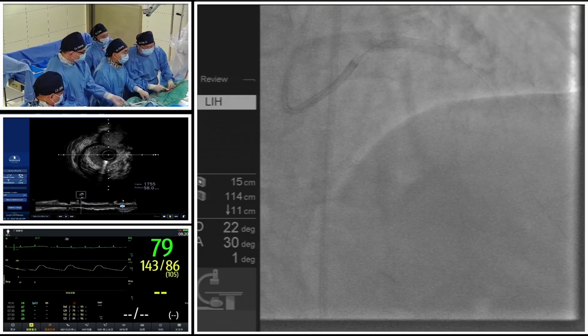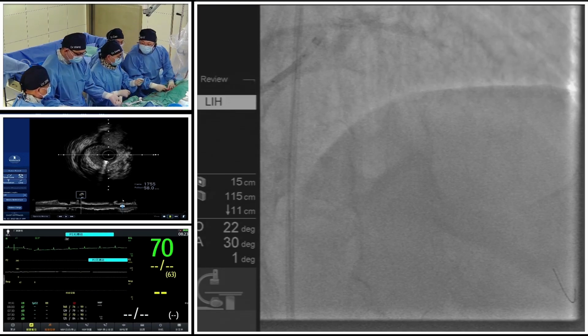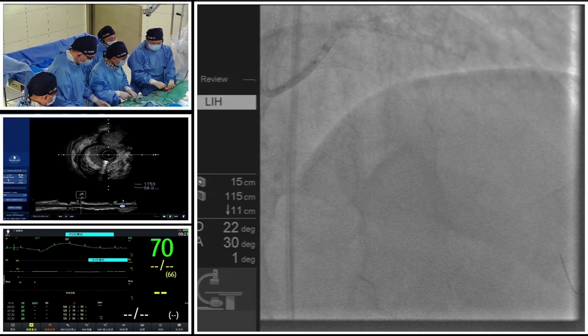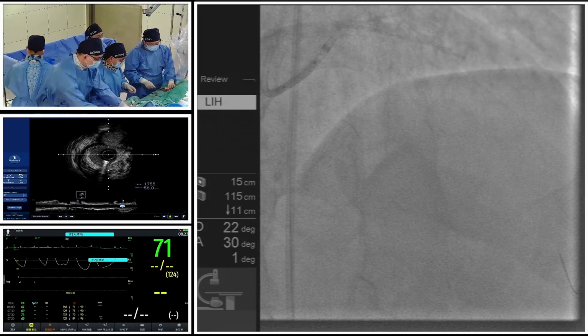Excuse me, Professor Lee, what's the name of the catheter again? Should be TrueCross. TrueCross, okay. So this seems to be a flexible one. Okay. We can see the rota wire has been sent to the distal part of the LAD.